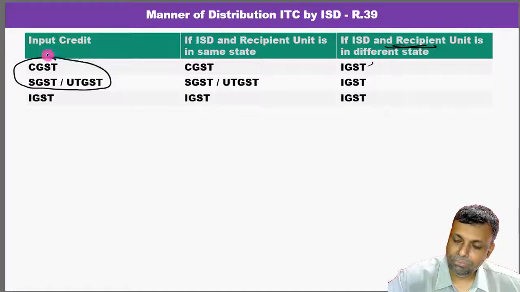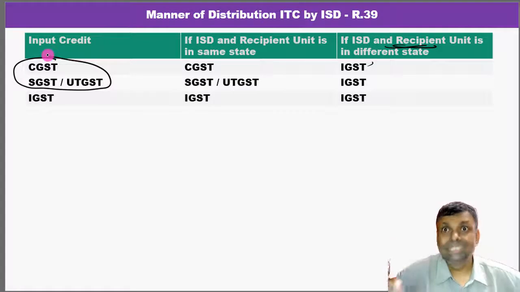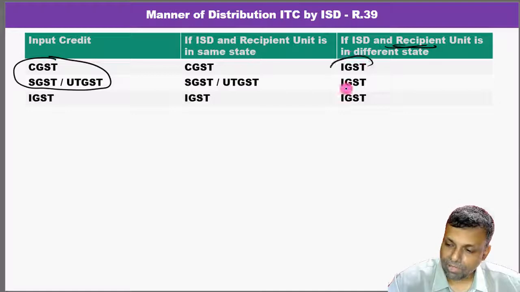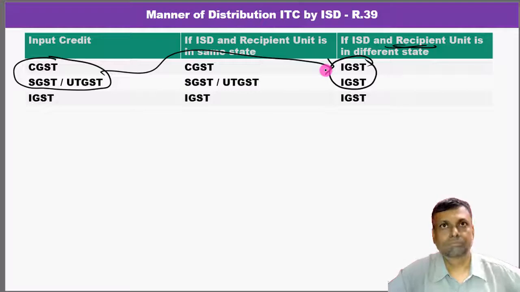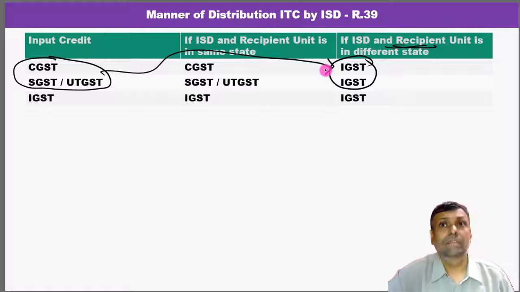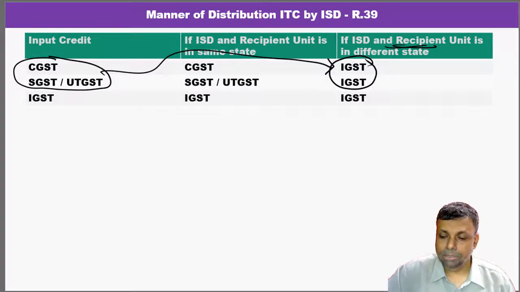If your input credit is CGST, SGST, but your unit is in a different state, that means your input service distributor and your particular unit are in different states, this will be transferred as IGST. In other words, your input credit will be on account of CGST, SGST, but when the receiver unit takes that particular credit, they will have to take it as IGST if they are in a different state. This is a separate special provision which is already incorporated, which you call the manner of distribution.